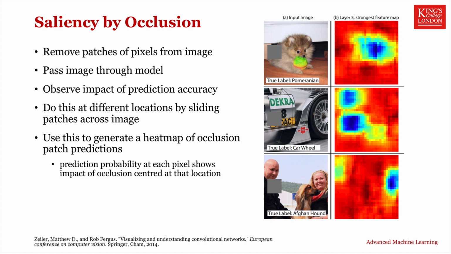The simplest example of these, which is somewhat computationally intensive but nonetheless effective, is occlusion. This works by graying out patches of pixels from an image and then passing the image through the prediction to see how this impacts the prediction probabilities. A heat map may then be generated by doing this at different locations in the image and then filling the output map with the probabilities at each pixel. The probabilities will be lowest for patches centered over the most important parts of the image. For example, here, the dog's faces and the car's wheels.